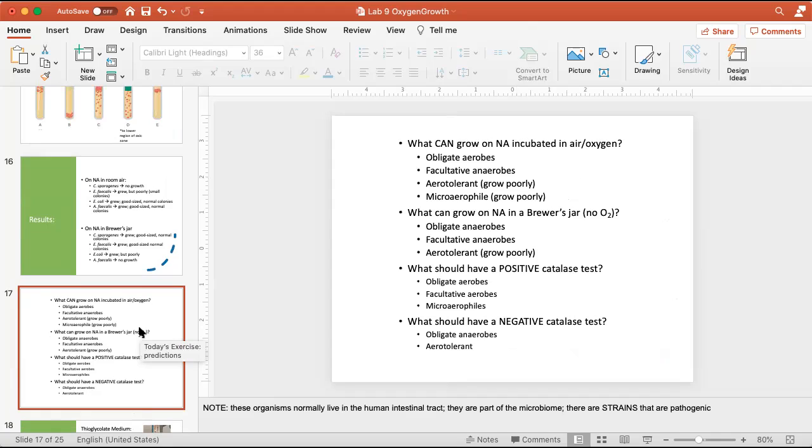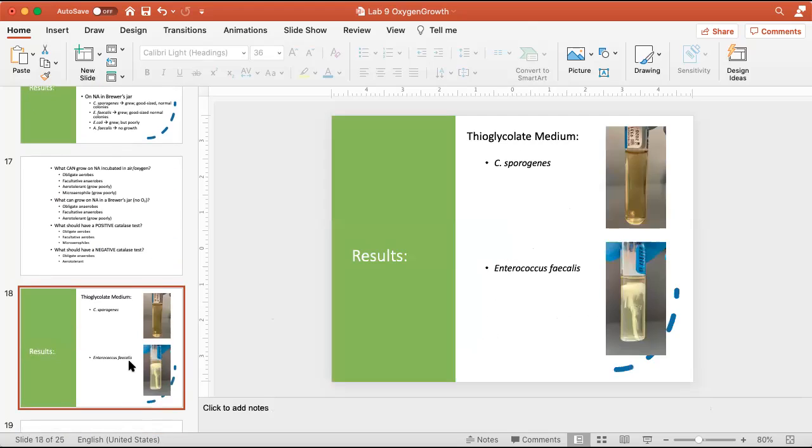This is our reminder of what can and can't grow for oxygen. So, you know, these obligate organisms, they're the first ones to come to mind when we see no growth in one of the conditions. All right, so here are our thioglycolate tubes. We'll look at a couple of them at a time.